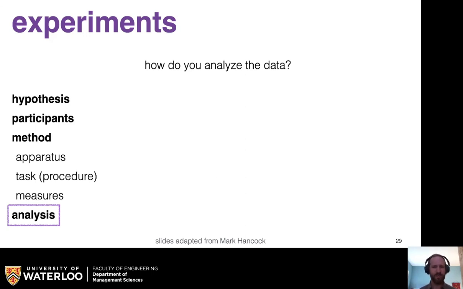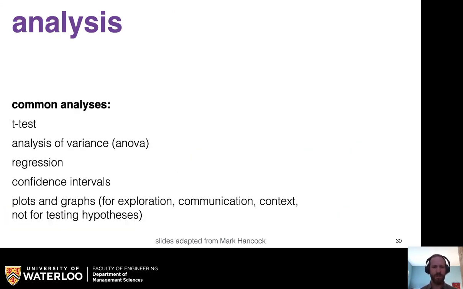Finally, how do you analyze the data? Well, some common analyses are ones that you might be familiar with from your stats courses. T-tests, ANOVA, regression, or confidence intervals are typically used to compare different quantitative measures. Plots and graphs are essential for exploration, communication, context, typically not for testing hypotheses, although if you have confidence intervals, you can clearly see whether things overlap or don't overlap. So there is often a correspondence to the associated statistical test from the plots.